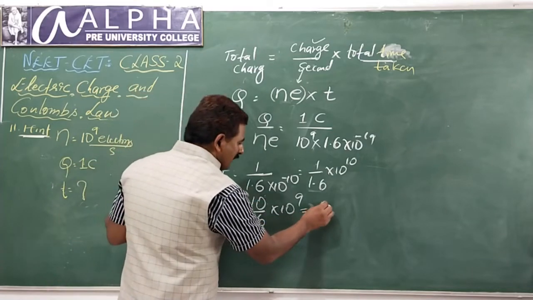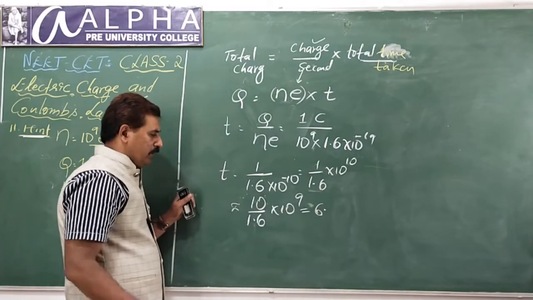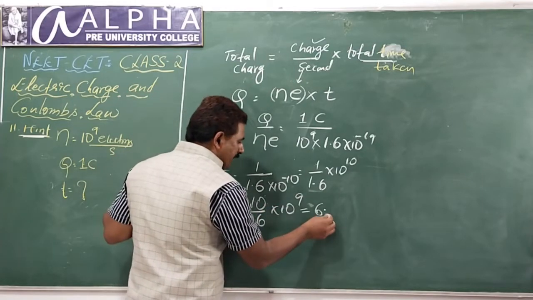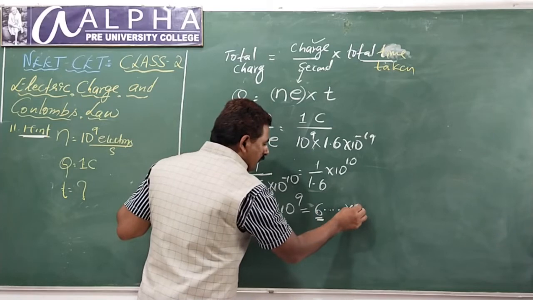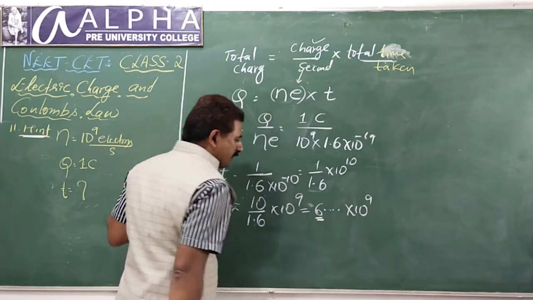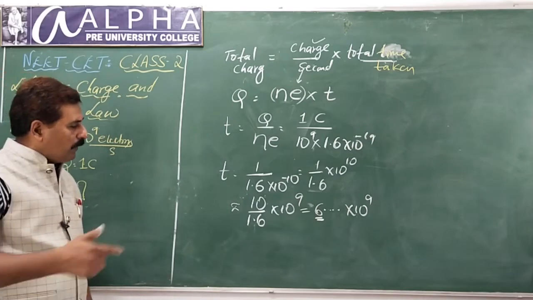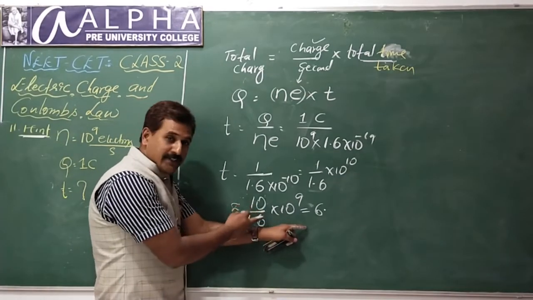It comes around 6 point something. Do it at home, you can easily try. It comes around 6 point some extra value, into 10 to the power 9. I'm using the same logic, right? Now let's come to the options. Okay, one more point just before the options.